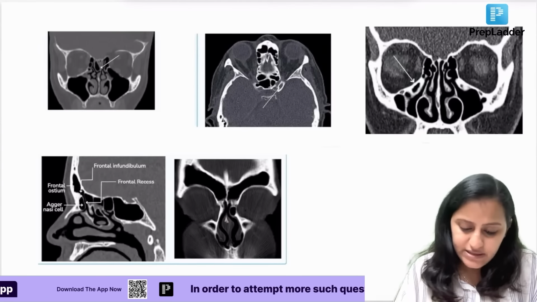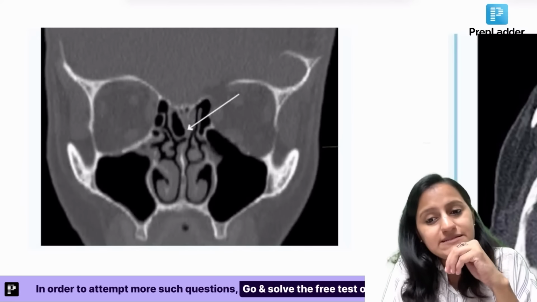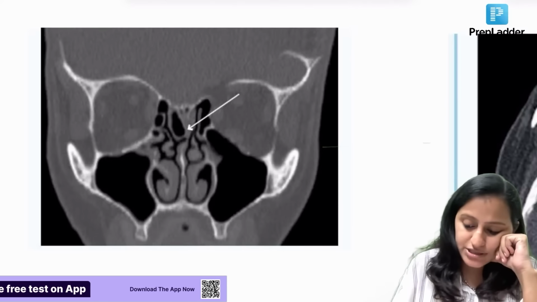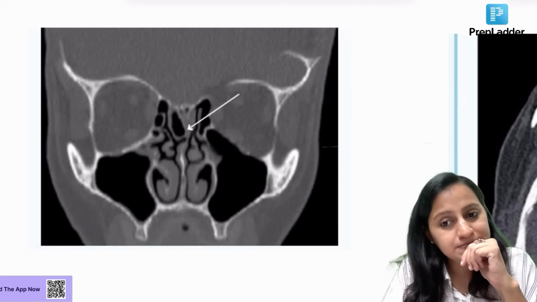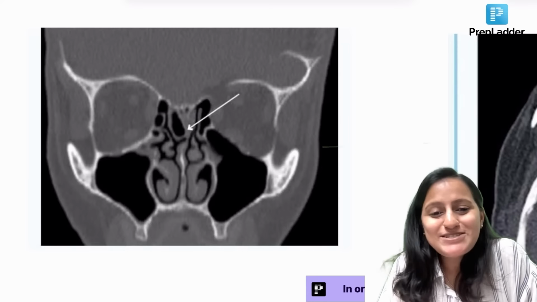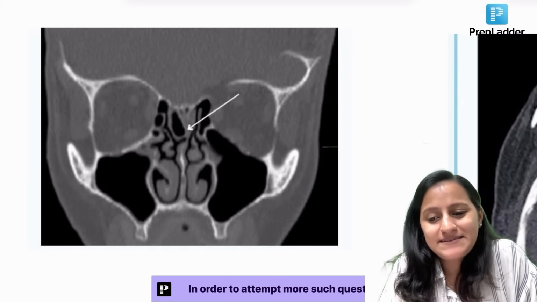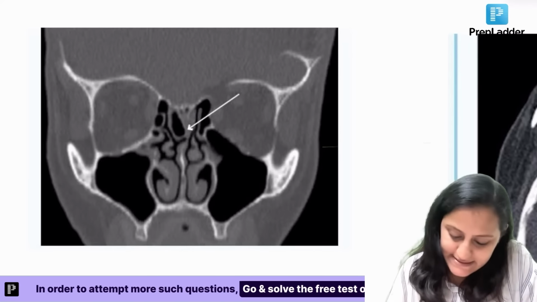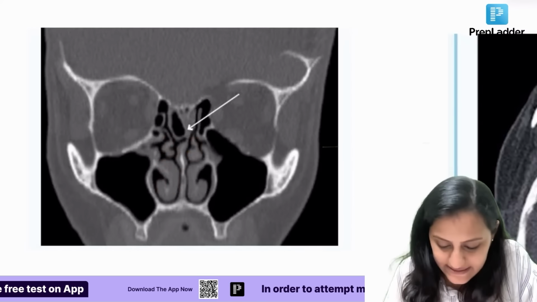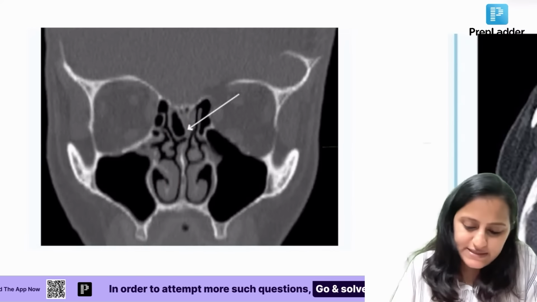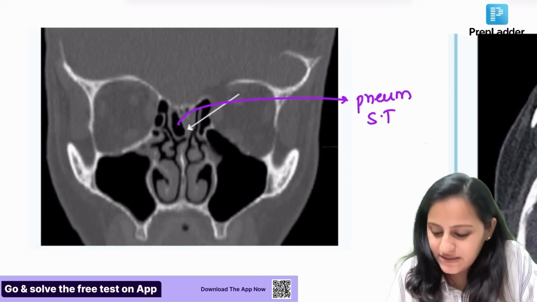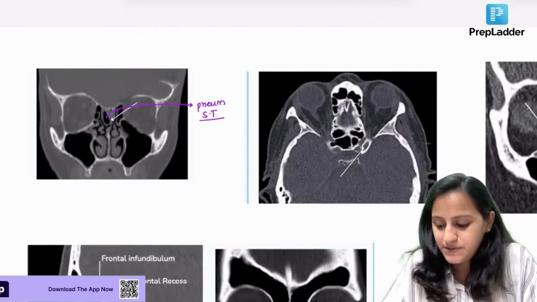Let me show you the other images. Okay, tell me what is this one here? This is one of the previous INI-CET exam questions as well. What are you seeing in this image? Is it agger nasi? This is not agger nasi. See, this is the inferior turbinate, this is the middle turbinate, and this is the superior turbinate that you are seeing there. So this one which you are seeing here is the pneumatized superior turbinate.